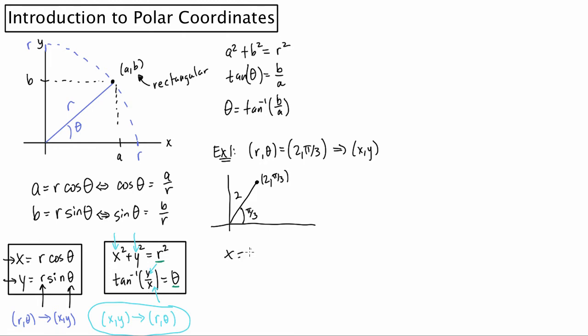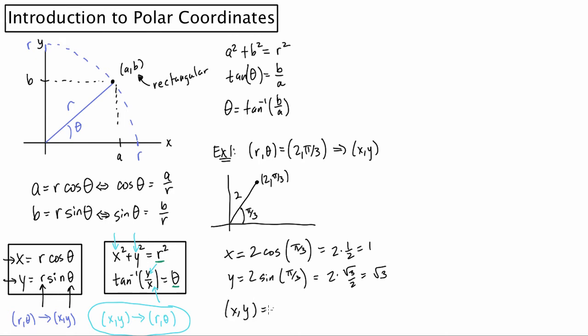x would be equal to r, which is 2, cosine of pi thirds. y equals 2 sine of pi thirds. And if you know your pi thirds angles, cosine of pi thirds is 1/2, so this is 2 times 1/2, or 1. And sine of pi thirds is square root of 3 over 2, so this is 2 times square root of 3 over 2, which is square root of 3. So the point xy for this particular example would be the point (1, square root 3). So this is 1 and this is square root of 3. So that's an alternate way of describing that point.